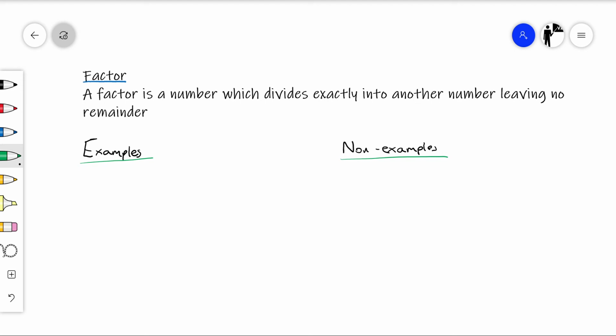How to find the factors of a number. A factor is a number which divides exactly into another number, leaving no remainder. Essentially, a factor is a number that another number can be divided by. Okay, so let's have a look at a few examples.